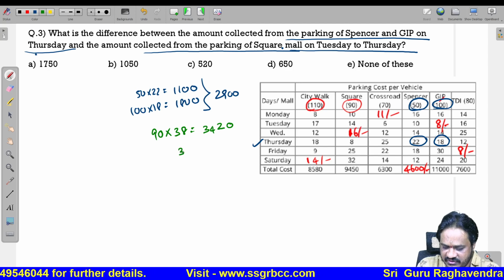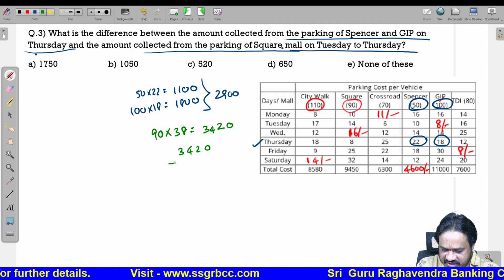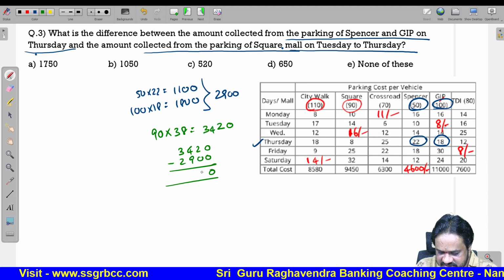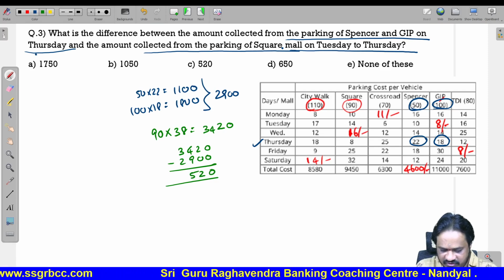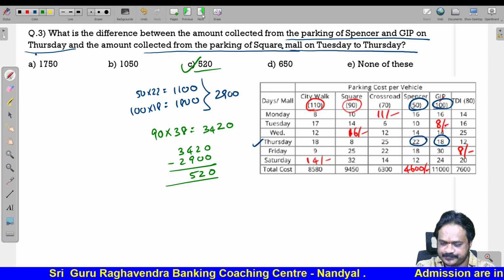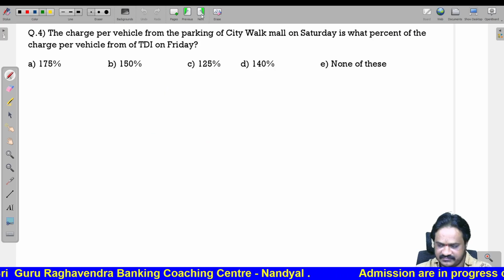3420. You have to find the difference. 3420 minus 2900. So 520 is the correct answer. Option 3. Next one.